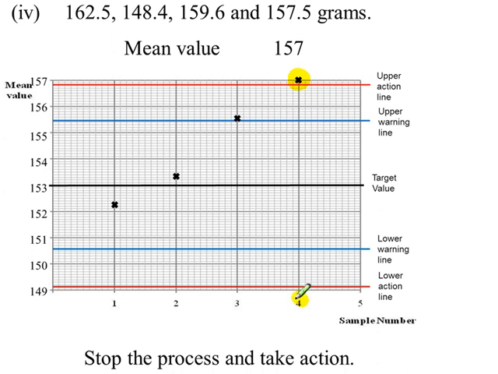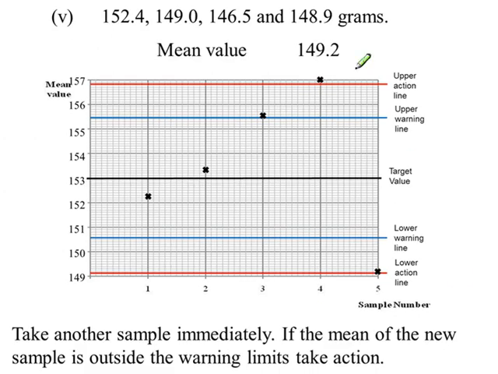Sample 4, which is above the upper action limit, so we have to stop the process and take action. Sample 5, mean of 149.2, this is in between the lower warning and lower action limits, so we need to take another sample immediately. And if the mean of the new sample is outside the warning limits, so here somewhere, then we need to stop the process and take action.